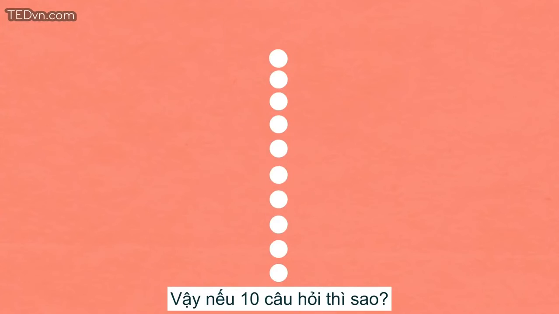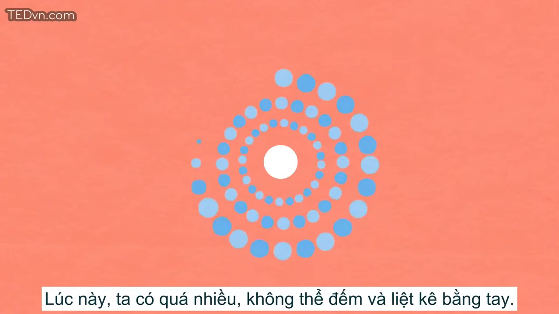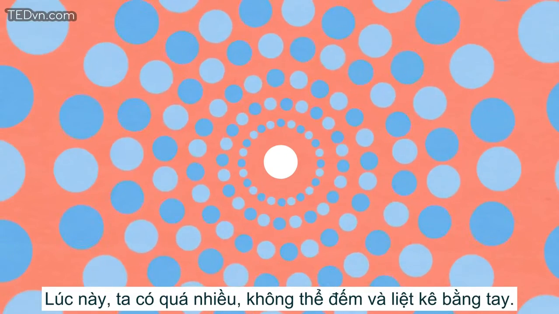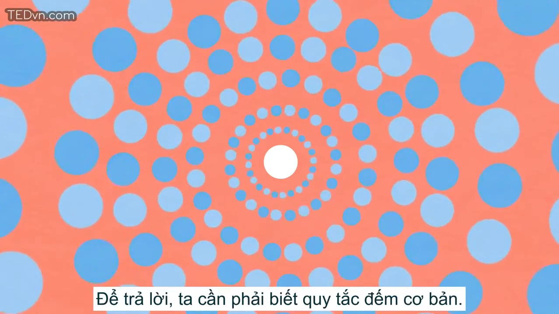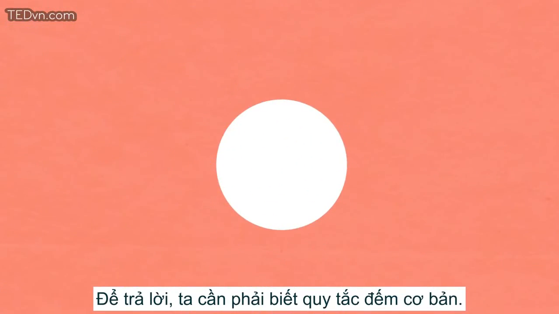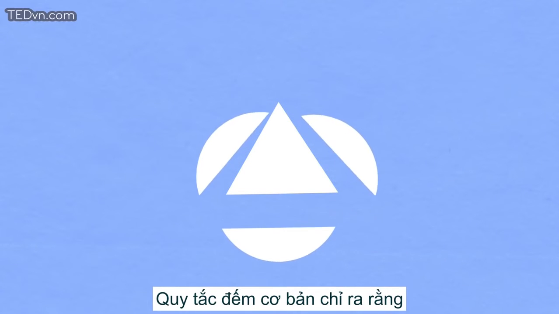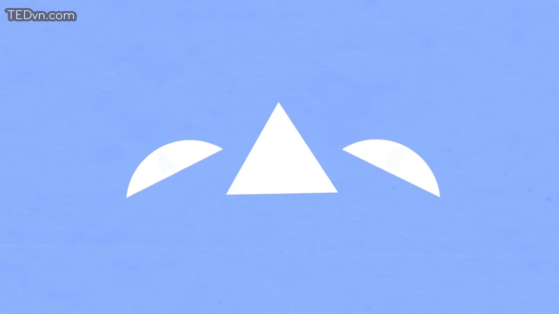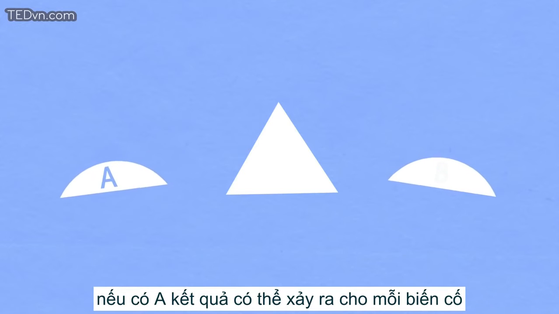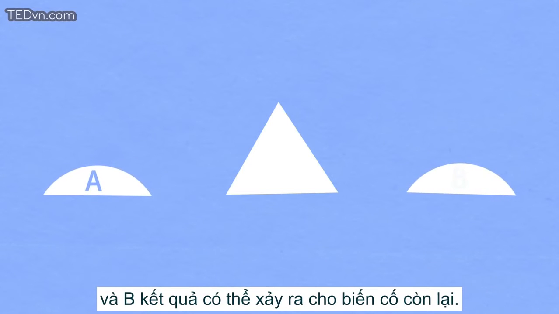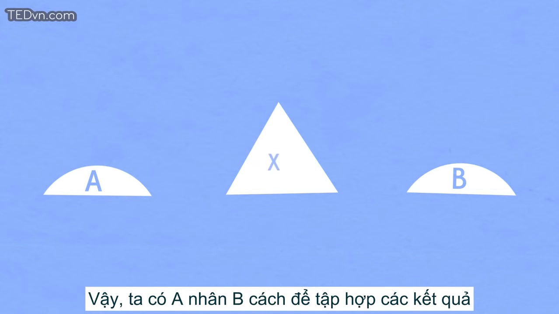So that's 4 different ways to write the answers for a 2-question quiz. What about a 10-question quiz? Well, this time there are too many to count and list by hand. In order to answer this question, we need to know the fundamental counting principle. The fundamental counting principle states that if there are A possible outcomes for one event and B possible outcomes for another event, then there are A times B ways to pair the outcomes.